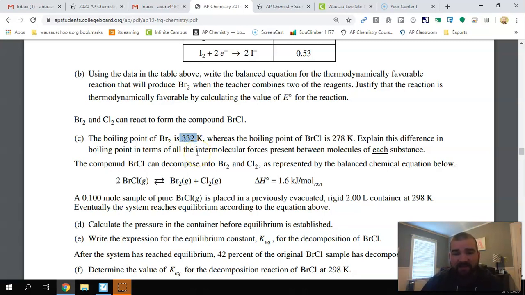Okay, so we already have sort of the right answer in our back pocket, but we need more than just saying that these are stronger, right? Well, they want to know why. Why are these intermolecular forces of bromine stronger than the intermolecular forces of the other one?